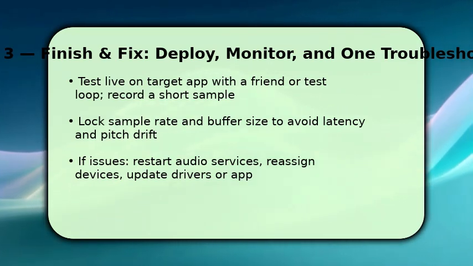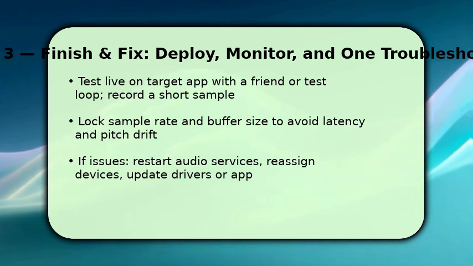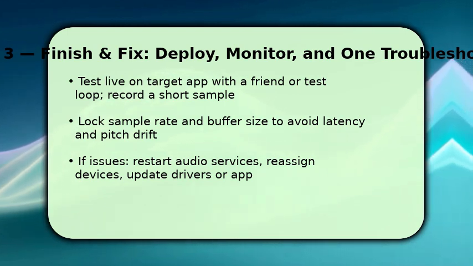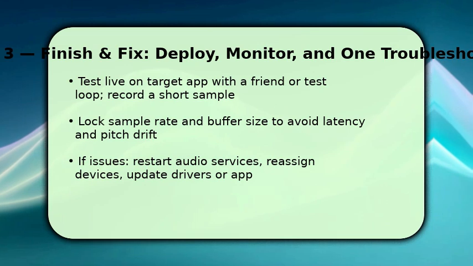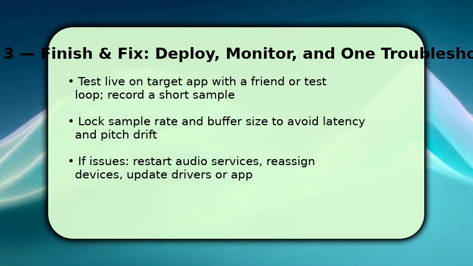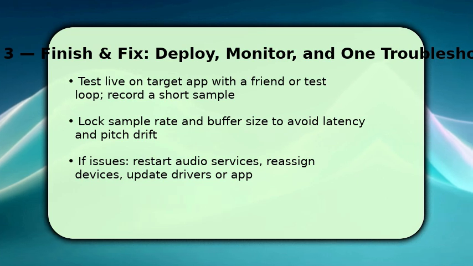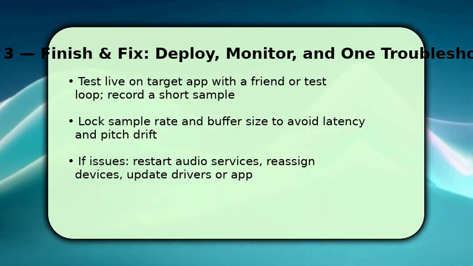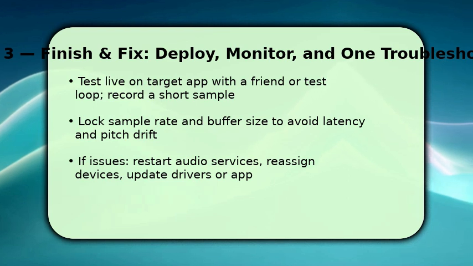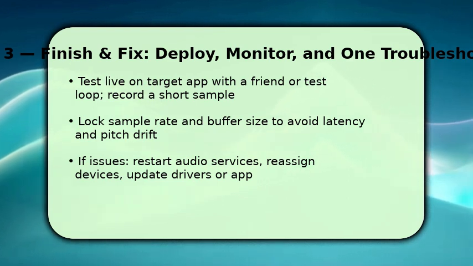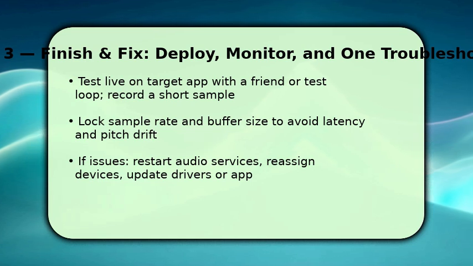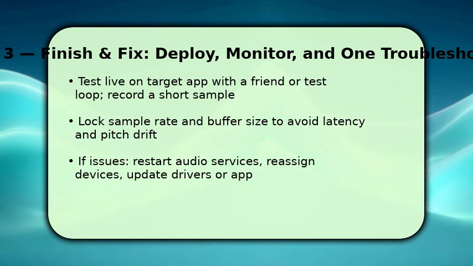Make micro adjustments, reduce buffer size for lower latency, or increase it if you hear crackles. Lock sample rate to prevent pitch drift between devices. If something goes wrong, restart the voice changer and your audio services, reassign input/output devices in both system and app, and update drivers or the app. This single troubleshooting step, restarting and reassigning devices, fixes most routing problems quickly.